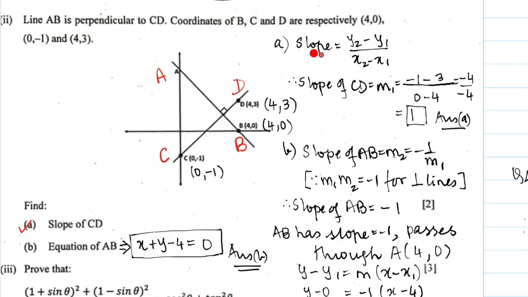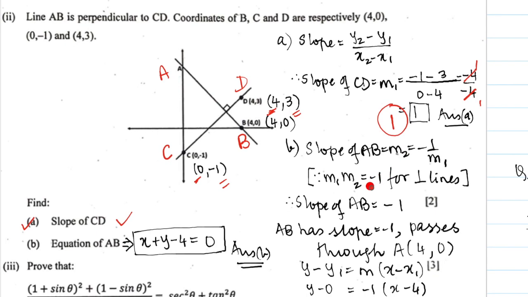So we write the slope formula first, y2 minus y1 upon x2 minus x1. Then slope of CD will be m1, and that will be y2 minus y1, means minus 1 minus 3 in the numerator and 0 minus 4 in the denominator. That gives us minus 4 upon minus 4, which will get cancelled, and you will have 1 as the slope of CD. So we got our first mark here.